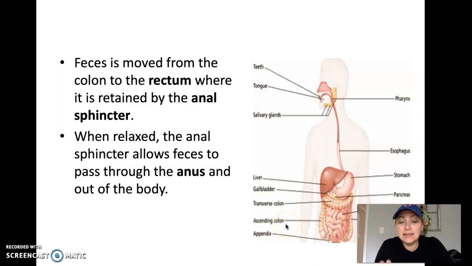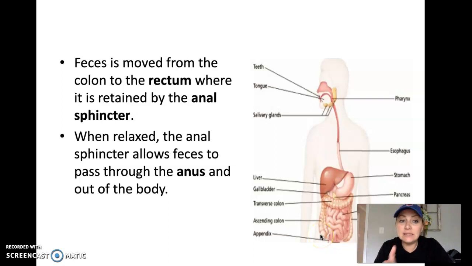But anyway, right here is the appendix. When this all first dumps in here, this very large bulge that you see is called the cecum. That's called the blind spot, because food from the small intestine dumps down into that, and then it's going to get pushed up into the ascending colon. To know where the appendix is, it's right off of that very first part.